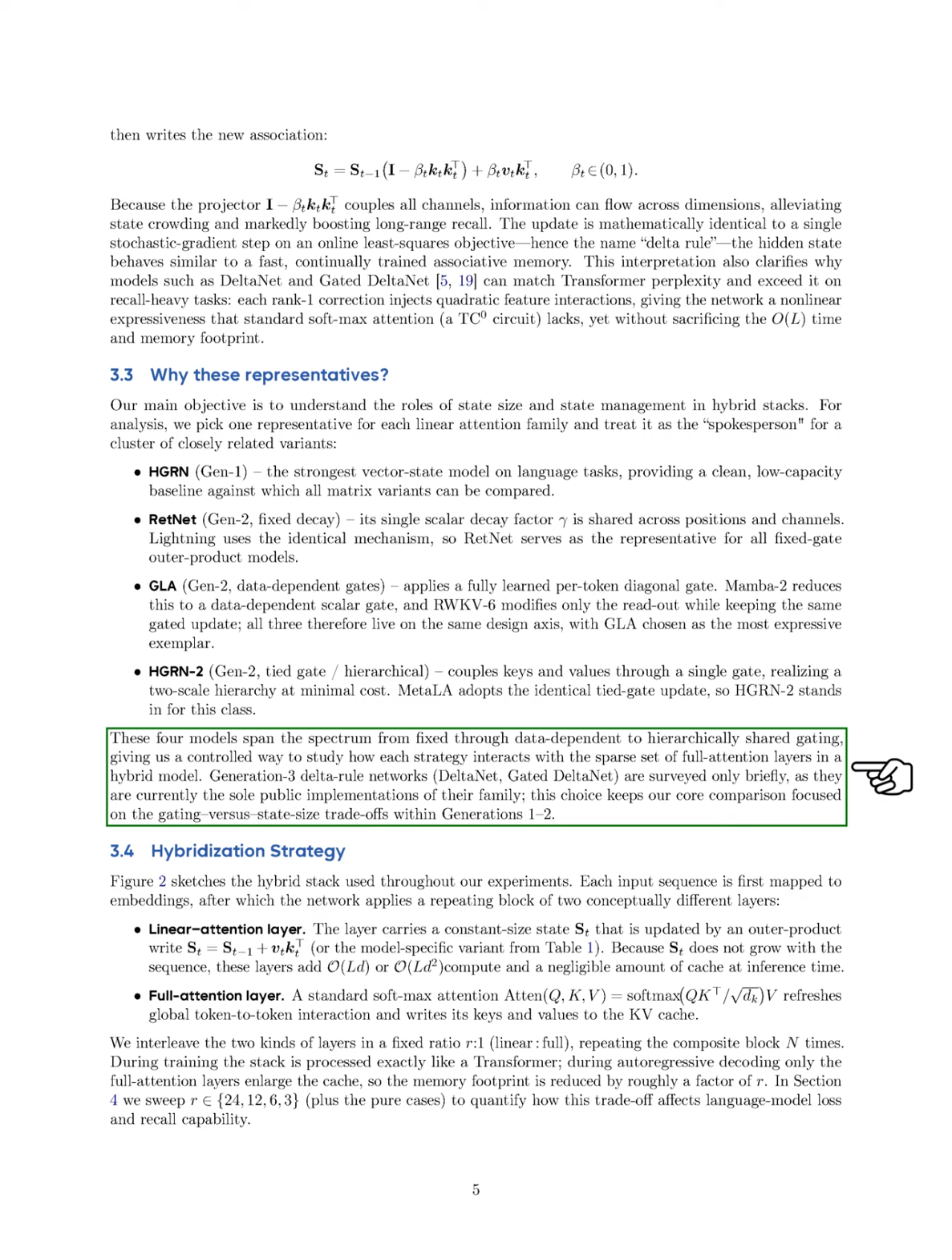We briefly survey Generation 3 Delta Rule networks, as they are currently the only public implementations in their category, keeping our main focus on the trade-offs between gating and state size in the first 2 generations.